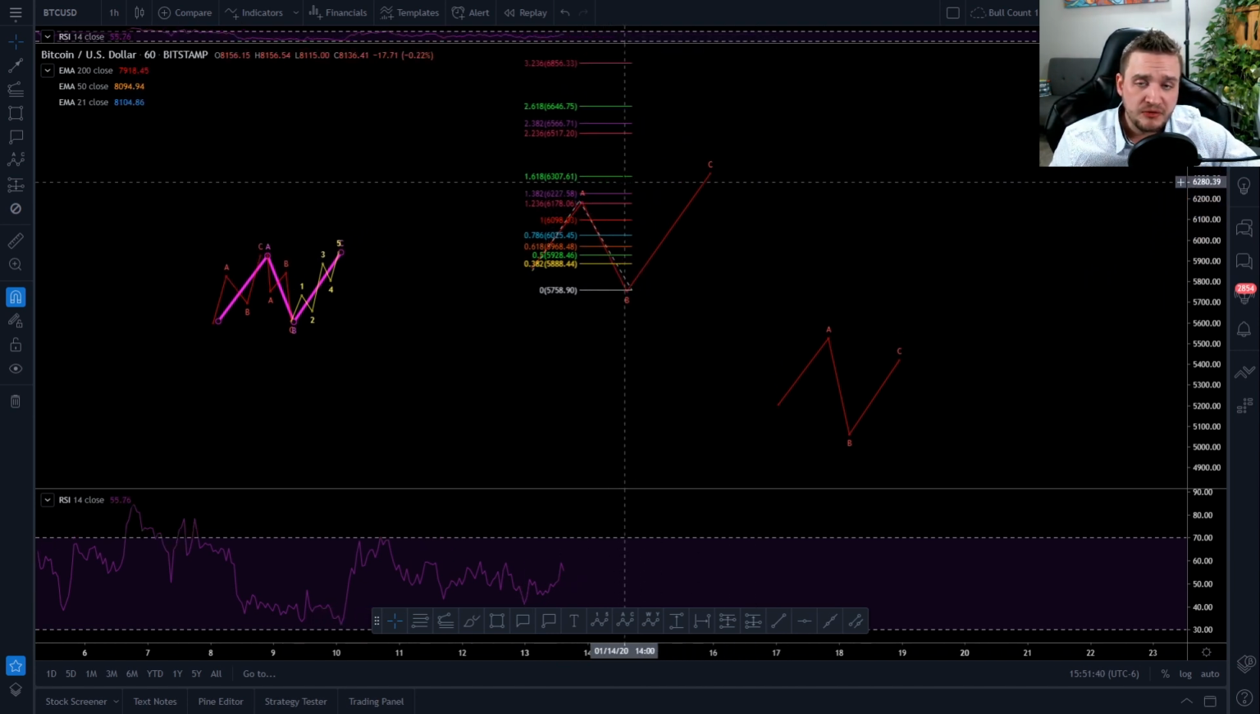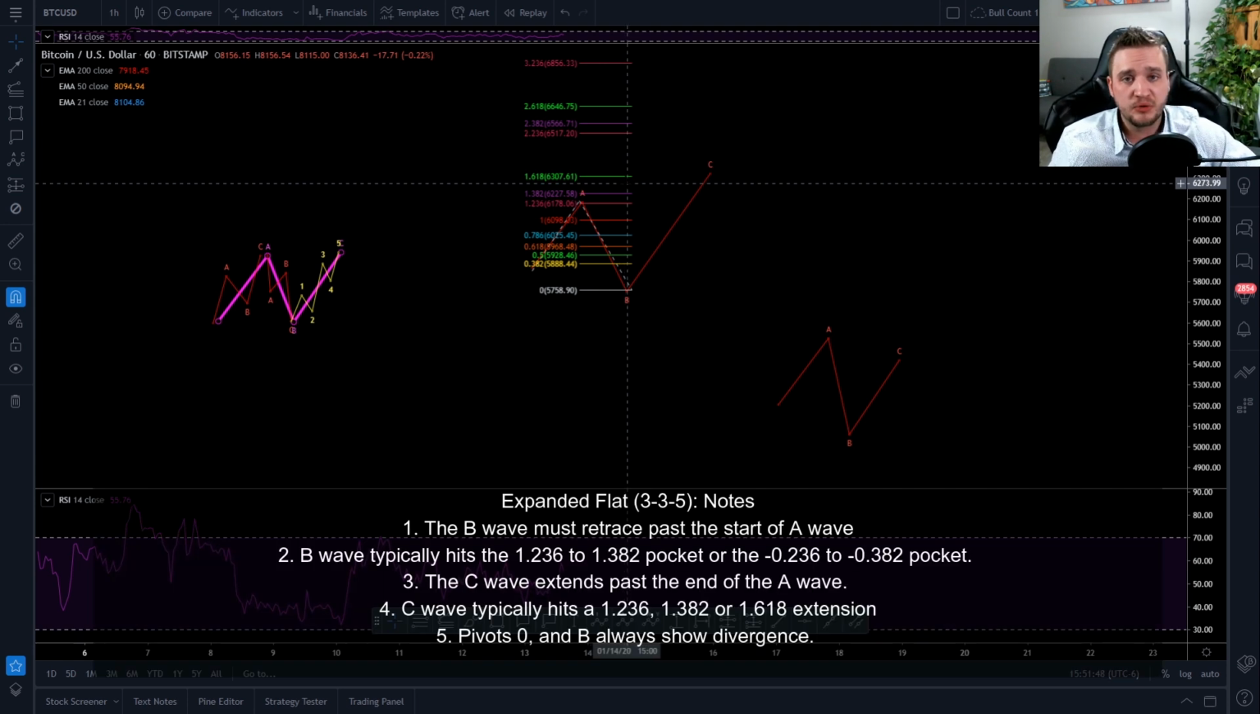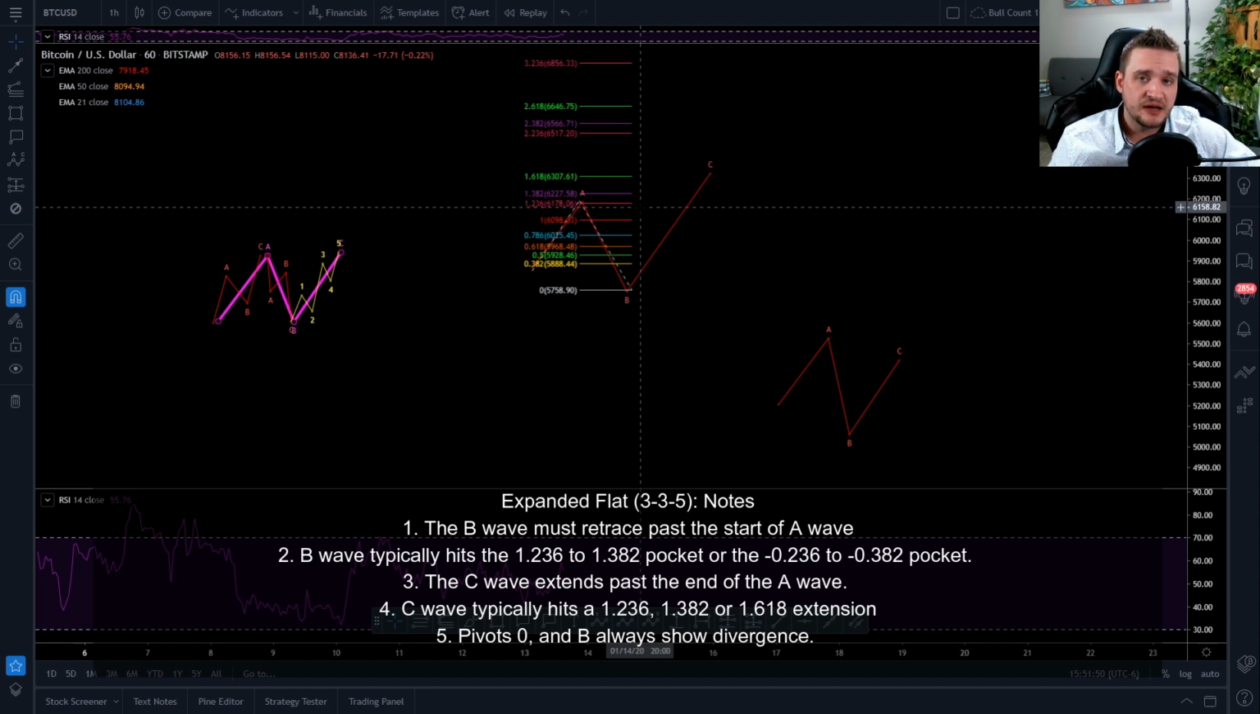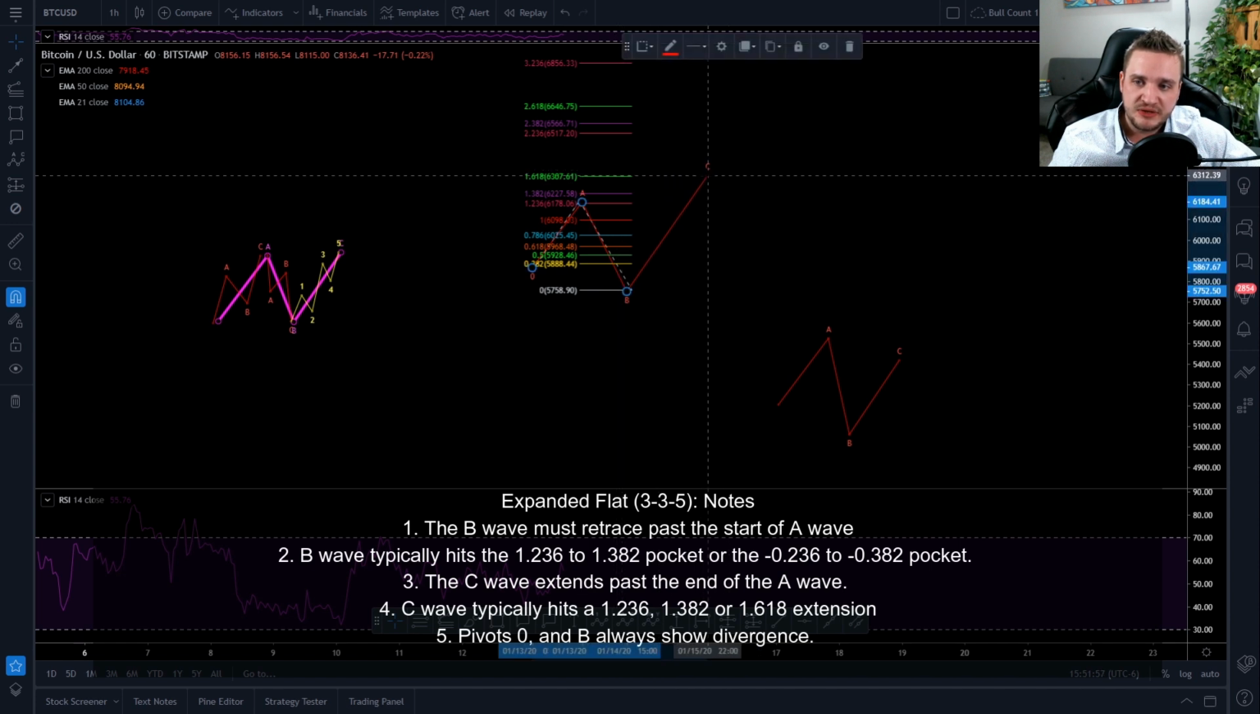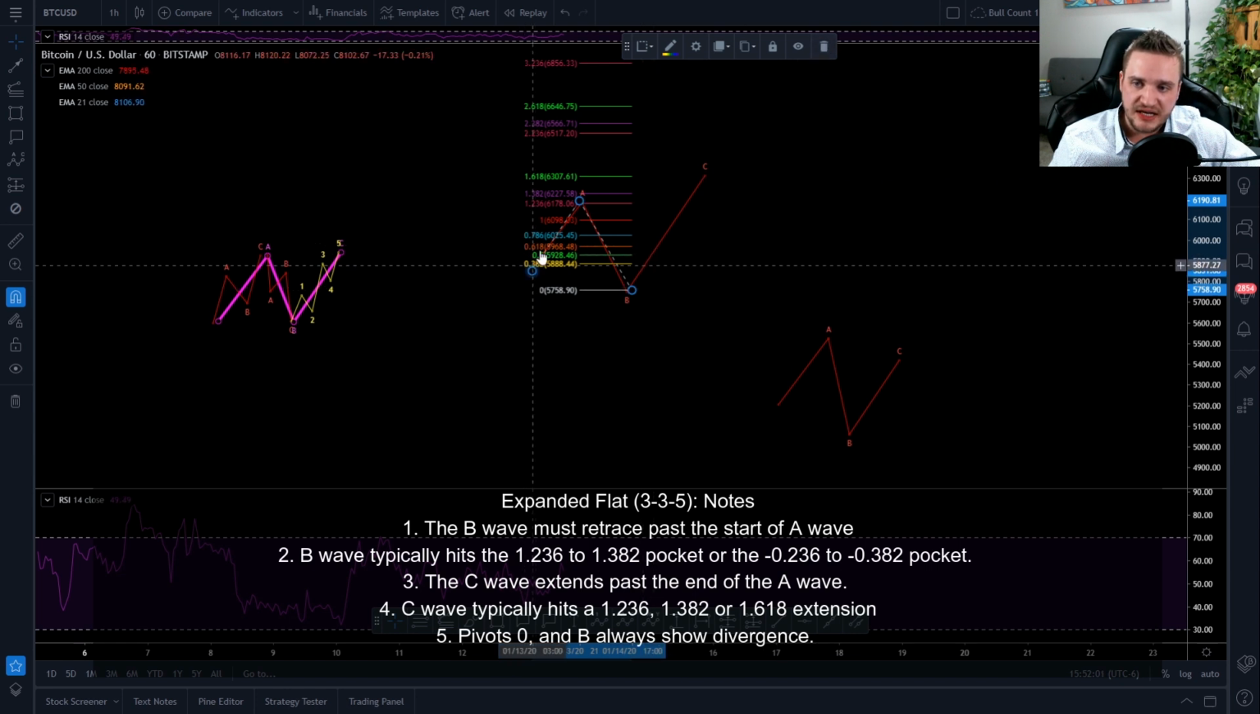And this will be really important as we get into complex structures because of how corrections will connect together to get extended and become complex. It's important that we pull our fib extensions and retracements from the right pivots. So expanded flat here, you can see that our 1.618 extension is right up here for the C wave. So this is what an expanded flat looks like.